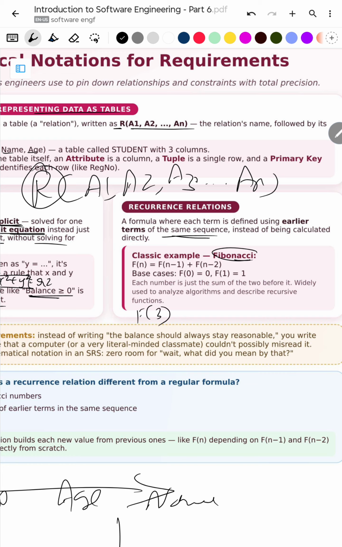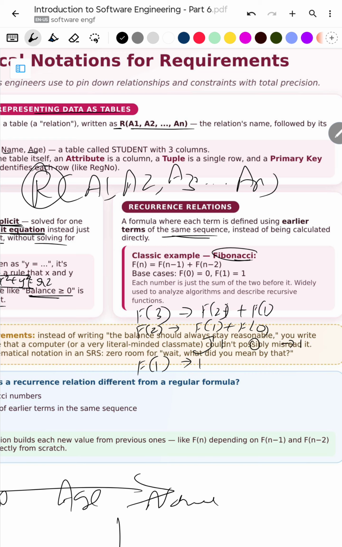Suppose I want f of 3. Fibonacci of 3 will be f of 2 plus f of 1. But do I know f of 2? No, f of 2 is f of 1 plus f of 0. Do I know f of 1? Yes, f of 1 is 1, so I'm going to put that here. And f of 0 I know is 0.